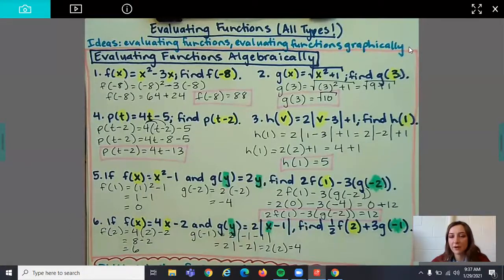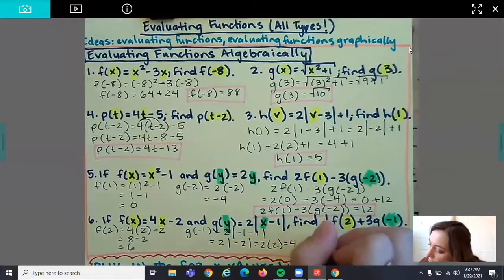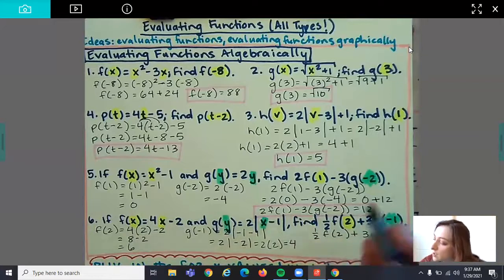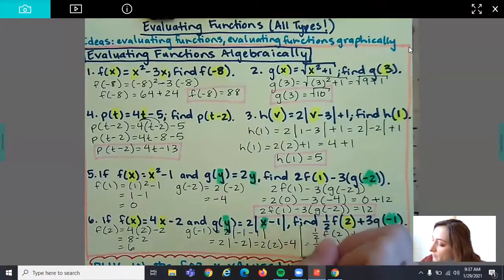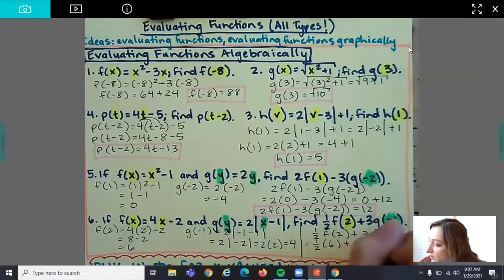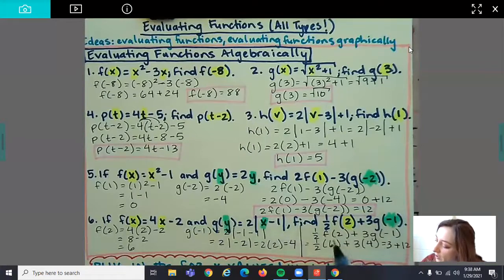Okay, so now that we have those two values, we can plug them in. Solving for 1/2 f of 2 plus 3g of negative 1. So we're going to have 1/2 times f of 2, which is 6, and g of negative 1 is 4. So we're going to have 1/2 times 6, that's just 6 divided by 2, so it's going to be 3. 3 times 4 is 12. So our answer is going to be 3 plus 12, which is 15.